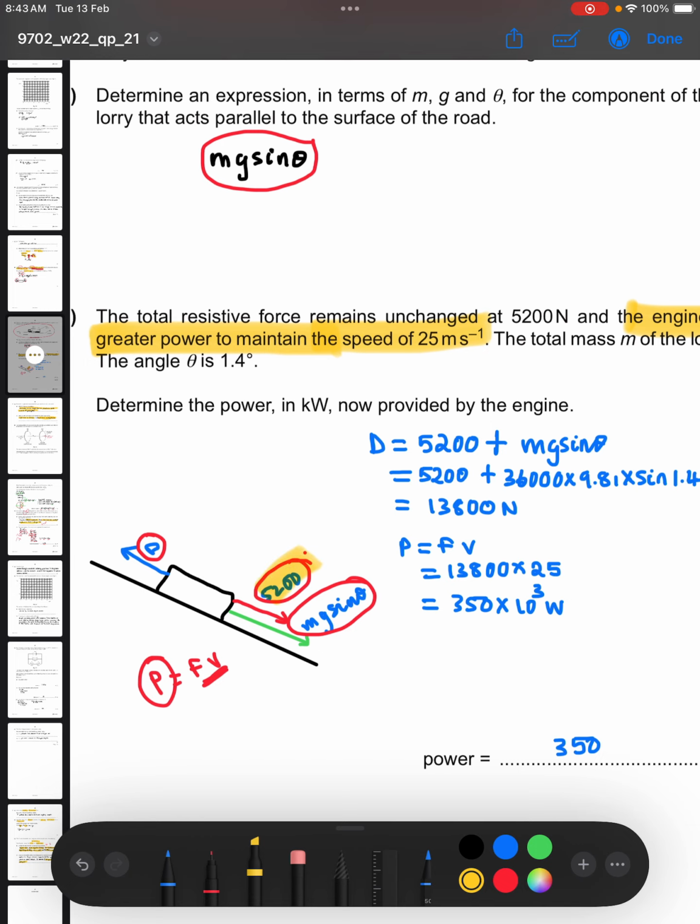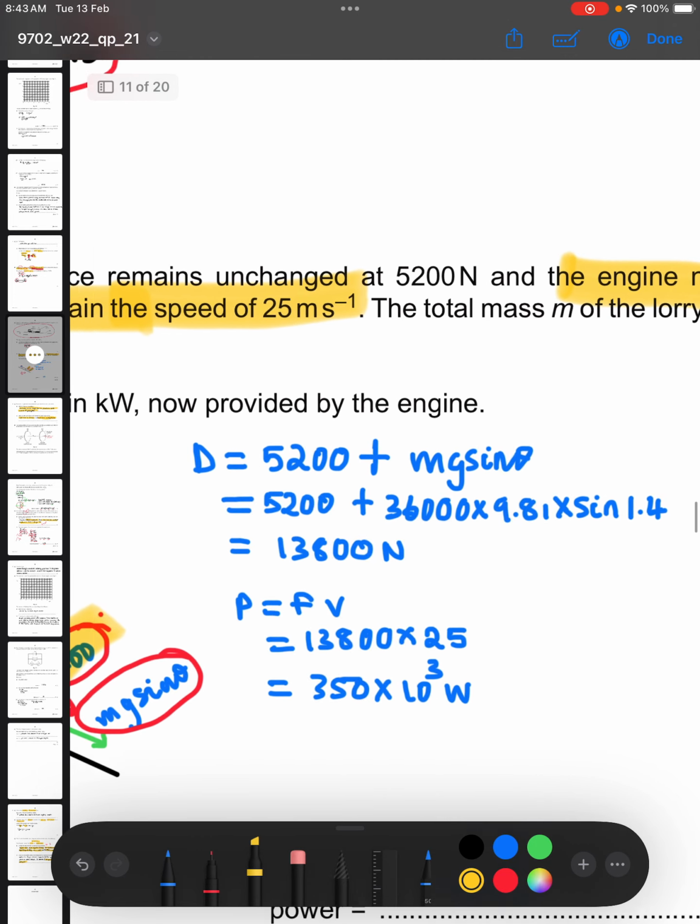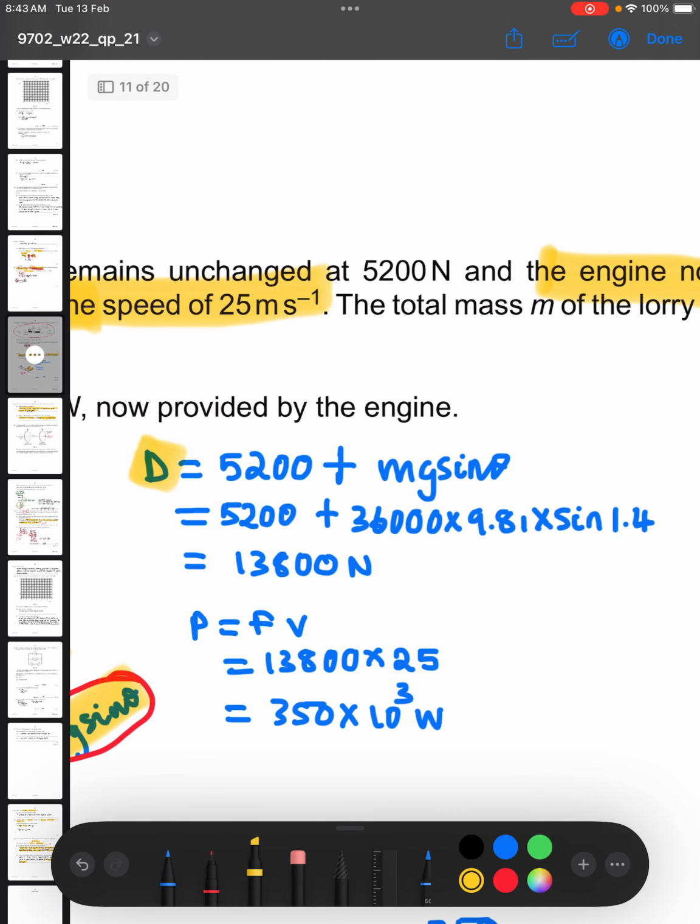So it's equal to the 5,200 plus the mg sine theta. That's what we write here. Drive force equals 5,200 plus mg sine theta. Once this is clear that the drive force is equal to these two, then we are told that the mass is 36,000, g is 9.81, the angle of incline is 1.4. Then we know the other force going down along the plane. When you add those ones, they give us 13,800 newtons.